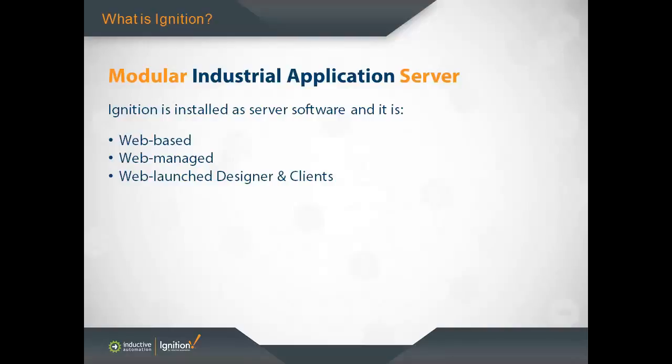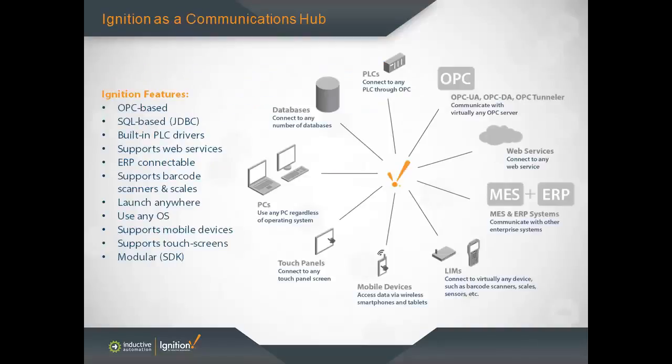So it's installed as server software and is web-based, web-managed, and has web-launched designers and clients. You only need to install software in a single place, called the server. Ignition is also modular in that you can add pieces of software to Ignition called modules that add new functionality. Ignition can do a lot of different things because of the connection points it has. We like to think of Ignition as a communications hub.